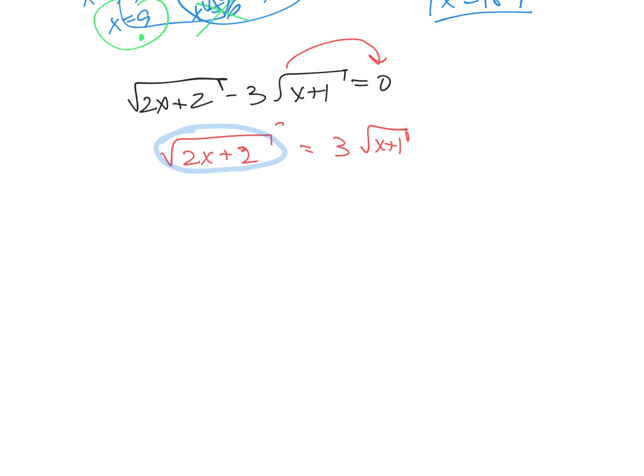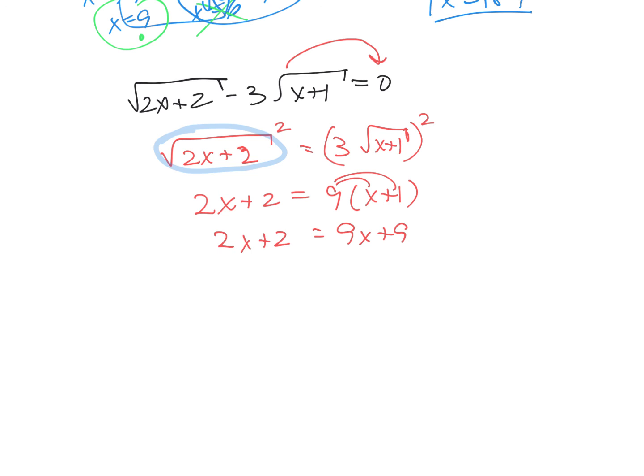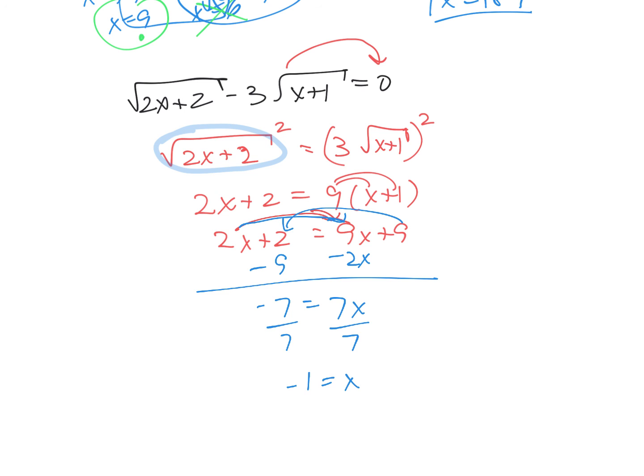So I can take this to the power of 2. But now this has more than one item over here, right? We have this 3 times this. So I have to take this to the power of 2. So we get 2x plus 2 equals, this times itself, well, this is 9 times x plus 1. Okay, so we're going to distribute here. So we get 9x plus 9 and then 2x plus 2. We're just going to combine like terms. So I can move my 2 over, subtract our 2, move the 9 over, subtract the 9. So we get negative 7 equals 7x. Divide by 7. And x equals negative 1.